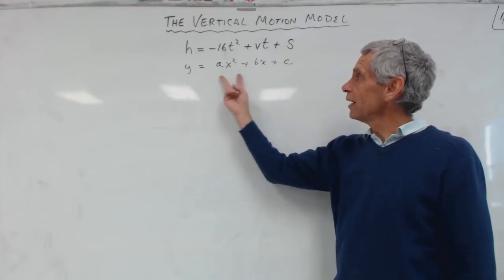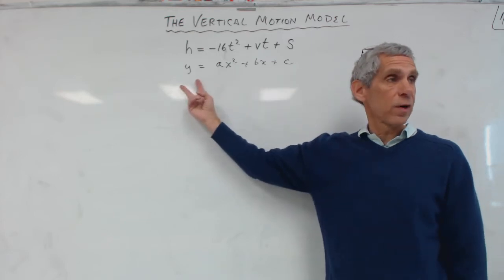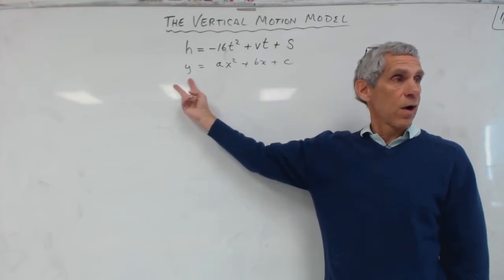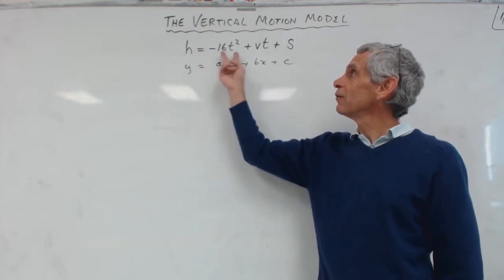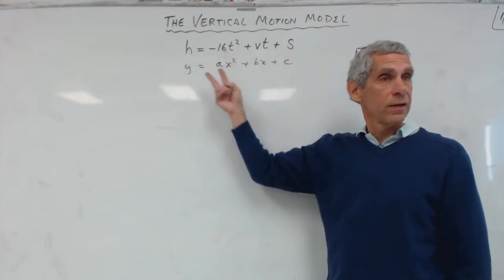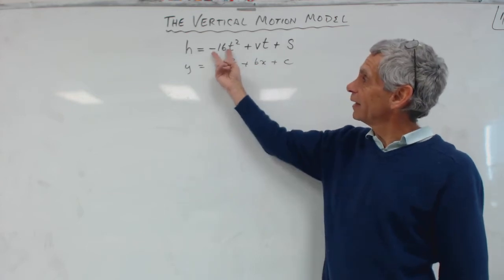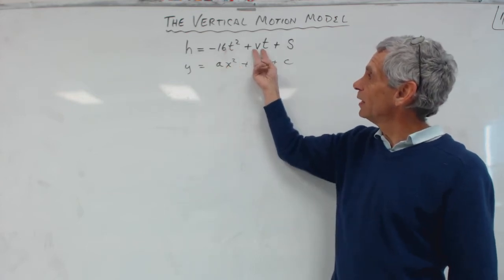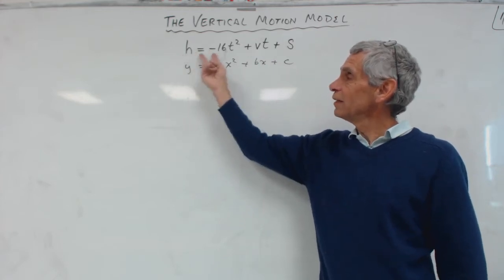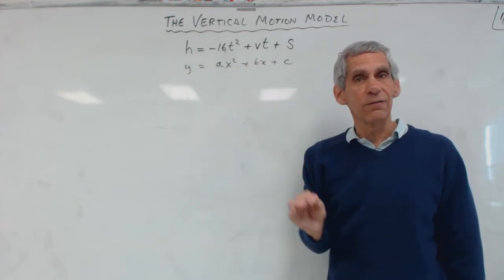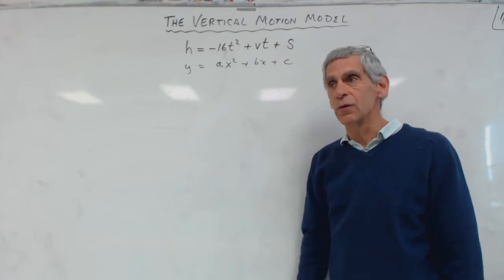I wrote this down underneath it so you can see it's just a quadratic equation. It's y equals ax squared plus bx plus c. It's just that we're using different letters and numbers, right? The a is the negative 16, the b would be the v, and the c is the s, the y is the h. We're using different letters so that they remind us what they stand for. Does that make sense?